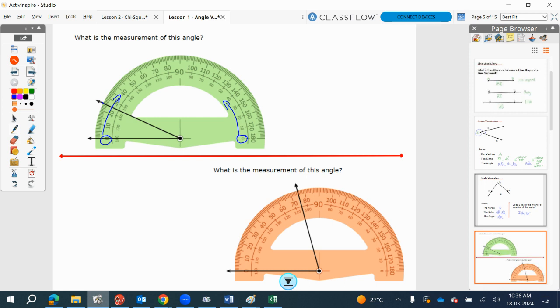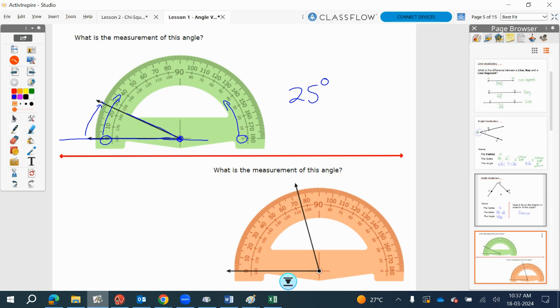We start by lining up one line, this line here, on your line, and then we move this point here to where the angle occurs, to the vertex. And then from the second line that comes out, we can measure in this direction. So in this one, we're starting here, we scroll around to 20 there, and then 5 more. So this one is 25 degrees.